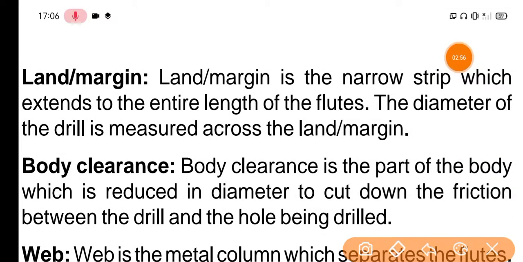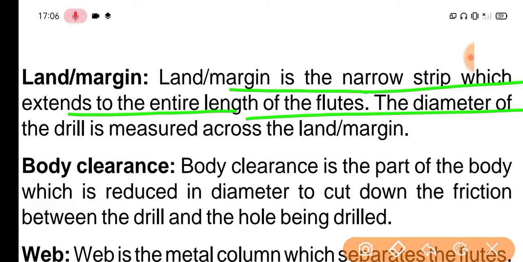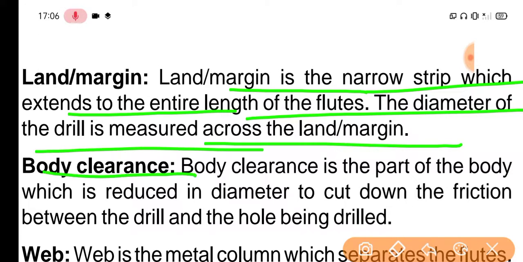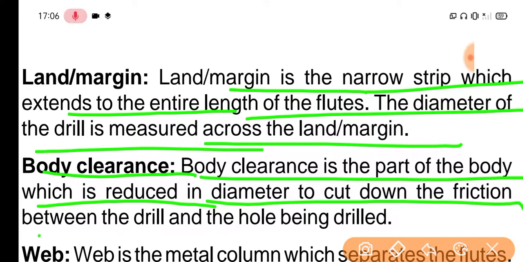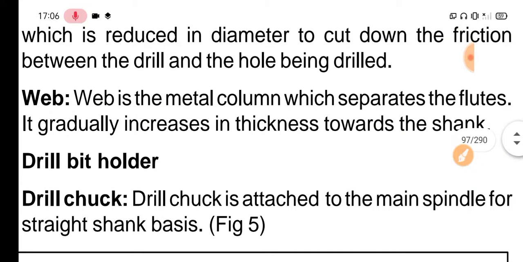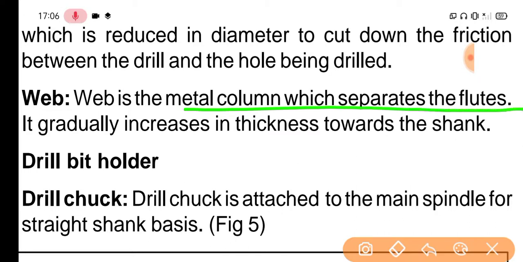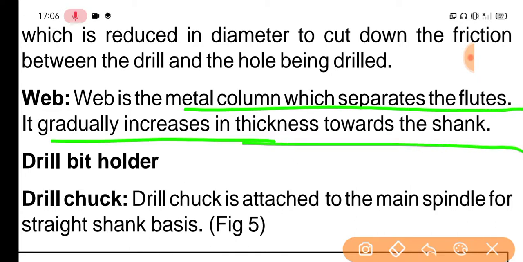Land margin. Land margin is the narrow strip which extends the entire length of the flutes. The diameter of the drill is measured across the land margin. Body clearance. Body clearance is the part of the body which reduces in diameter to cut down the friction between the drill and the hole being drilled. Web. Web is the metal column which separates the flutes. It gradually increases in thickness toward the shank.